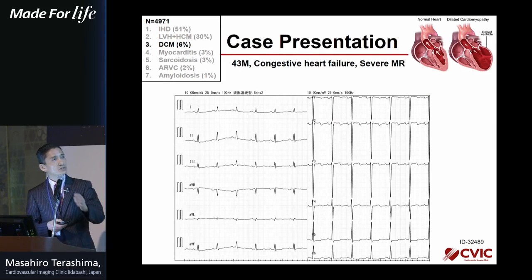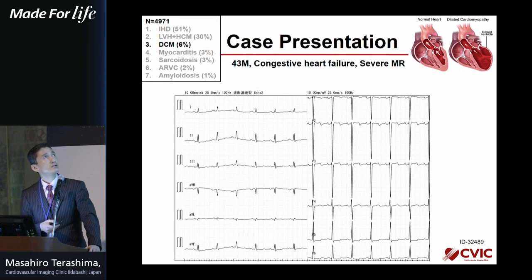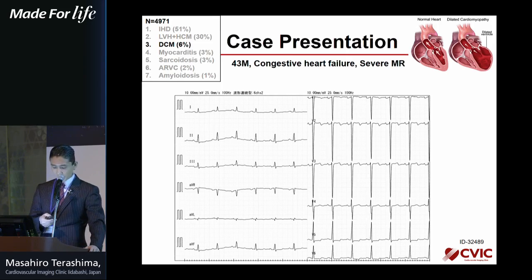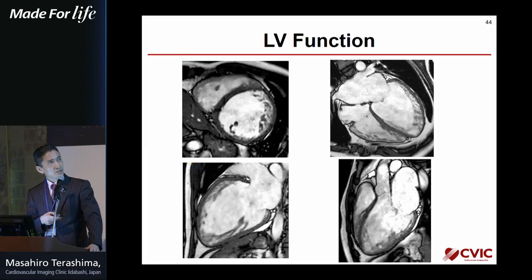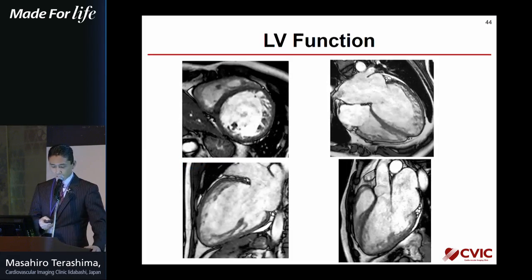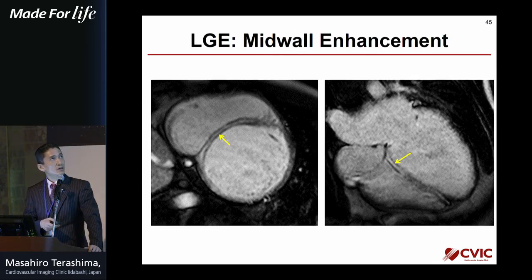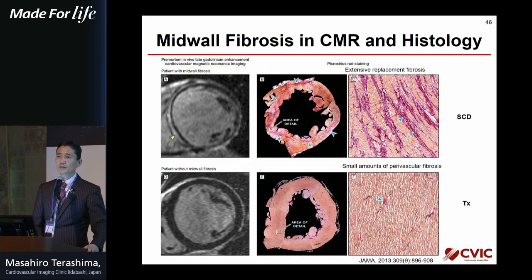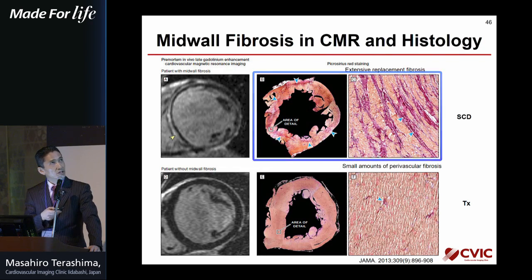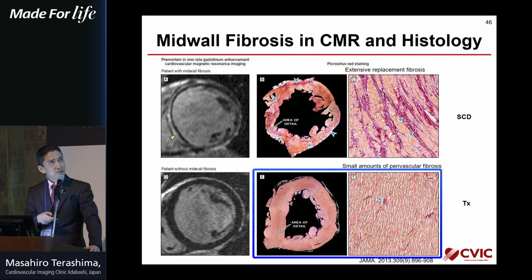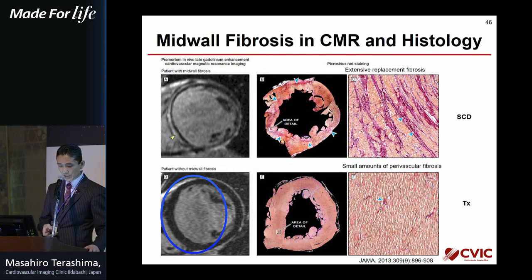This patient is a 43 years old patient. It's a history of congestive heart failure. You can see it's a dilated LV, and also it's severely impaired LV contractile function. You can appreciate its mid-wall enhancement here in the septum. This mid-wall enhancement is associated with the histology, and upper low is the diffuse fibrosis. So you can see the mid-wall enhancement, but mild fibrosis, you cannot see any mid-wall enhancement.